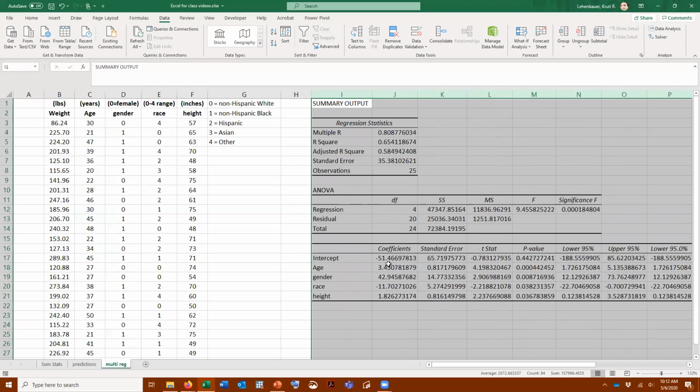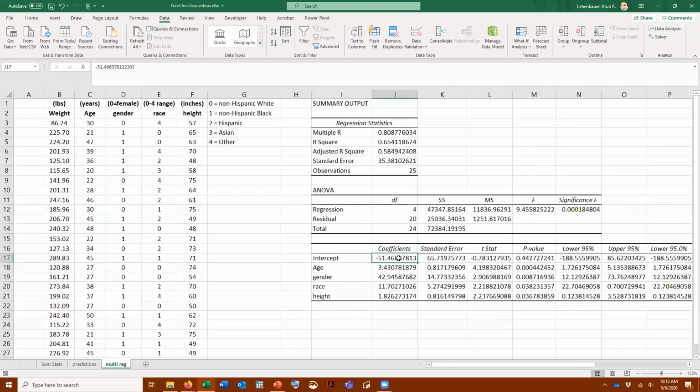Here we go. Basically, the intercept is negative 51 pounds. The slope for age is 3.43. Gender is 42.94. Race is negative 11.70. Height is 1.82. And then these are the corresponding t statistics and p values.